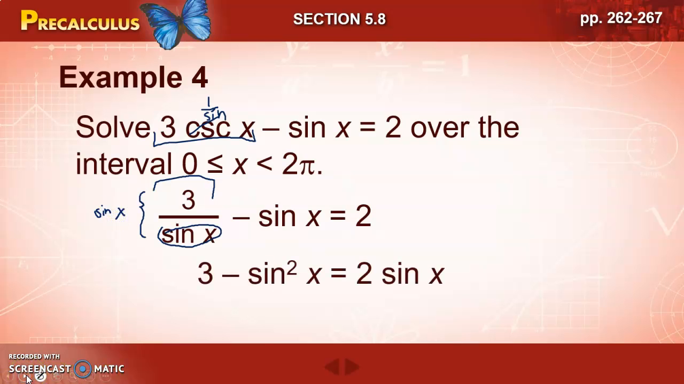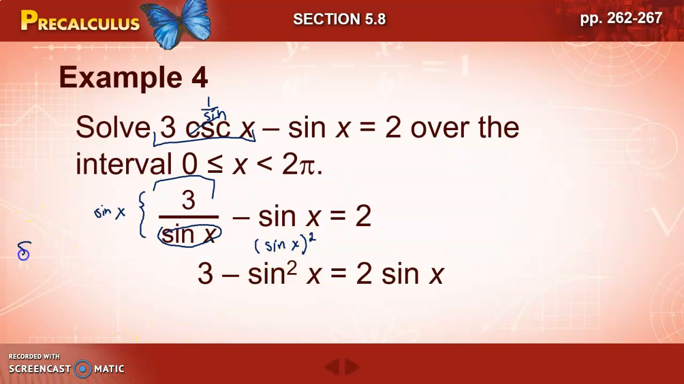When we do that, we get 3 minus sine squared x equals 2 sine x. When you multiply sine x times sine x, there are two different ways to write it. You can put it in parentheses and write sine x squared, or you can write it as sine squared x. Those are the two possibilities there.